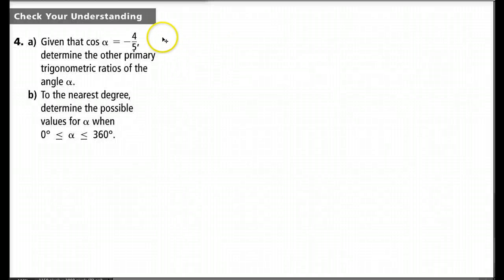Okay, so this question we can learn from the last question. We are also given one trigonometric ratio. This time it is cos alpha equals negative 4 over 5. Now we can tell right away that the alpha angle is in the second or third quadrant.